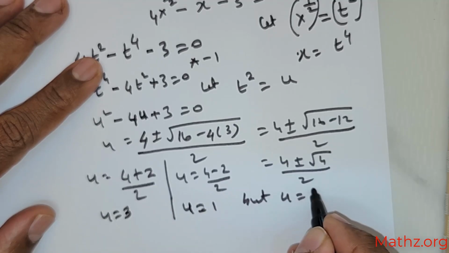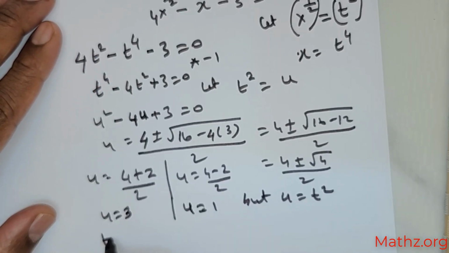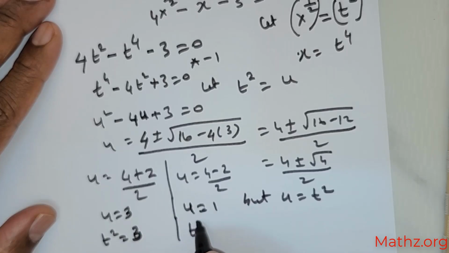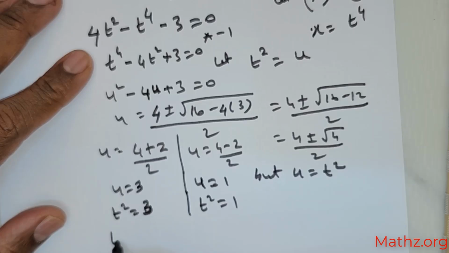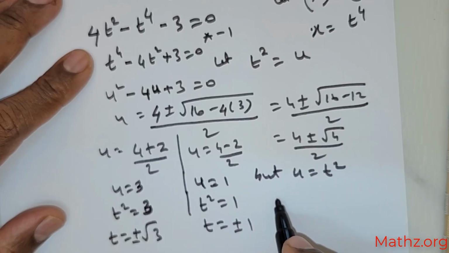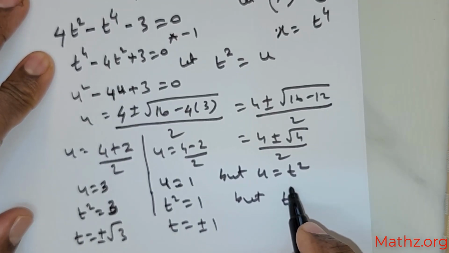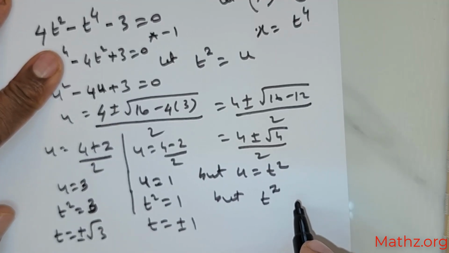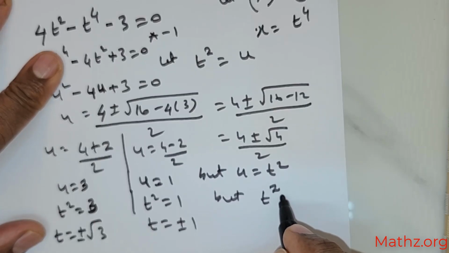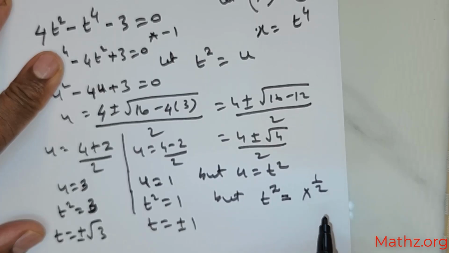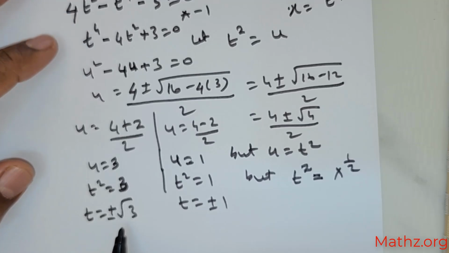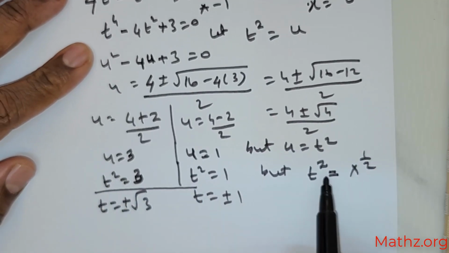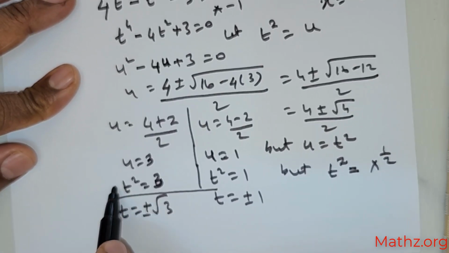But my u is actually t squared, right? So t squared is equal to 3 and t squared is equal to 1. So from here you get t is equal to plus or minus the root of 3 and t is equal to plus or minus 1. But my t squared is actually equal to x raised to the power of 1 over 2, right? This is the initial substitution we took. So in that case we can just settle with this. You see that we already have t squared is equal to x raised to the power 1 over 2. So from here I'm going to utilize this.